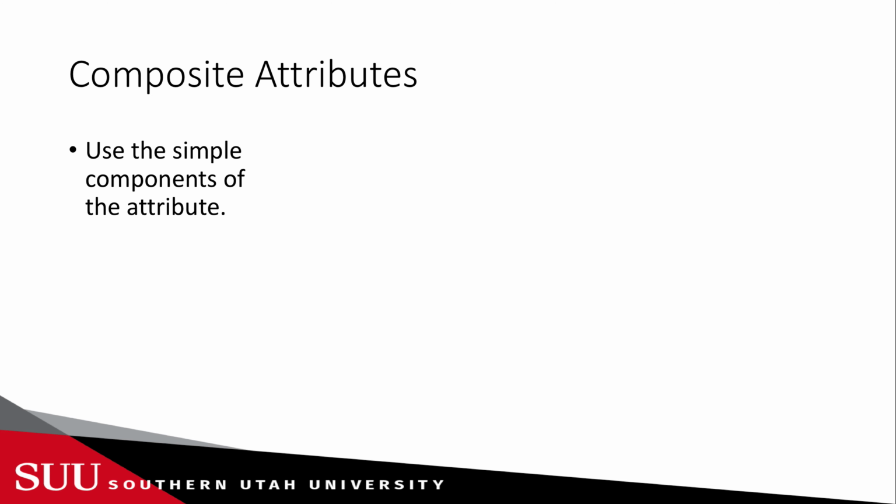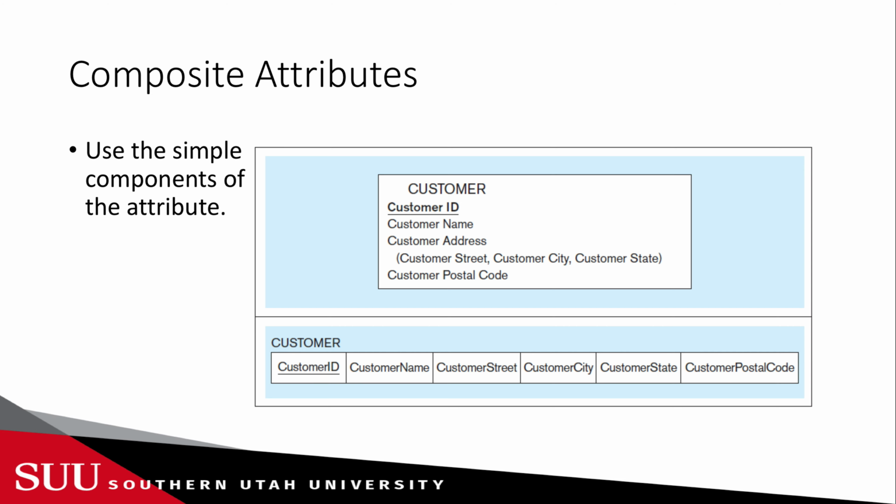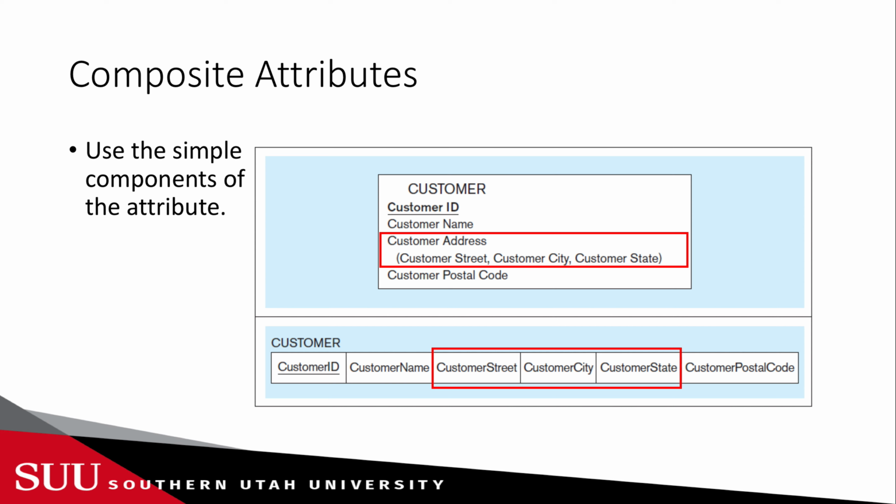Now, in the case of composite attributes, the rule says you use the simple components of the attribute. So if we have this entity type, and then we have customer ID, customer name, and customer address, and finally postal code, as you can see, all of them are simple attributes except customer address, which consists of the street and city and the state. And the rule says we will use the components. So we will map this attribute as these three components because these are the three components that are in the address attribute.